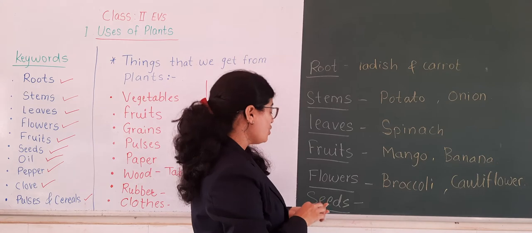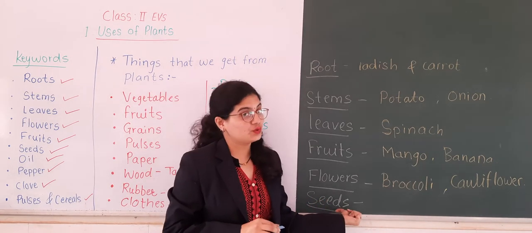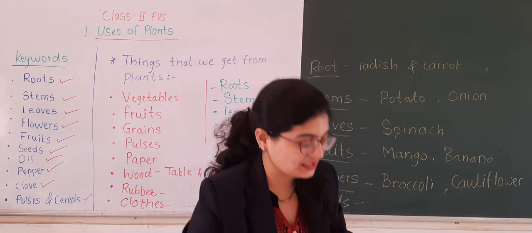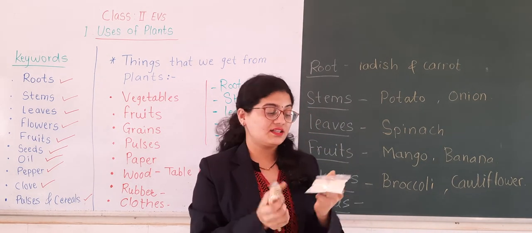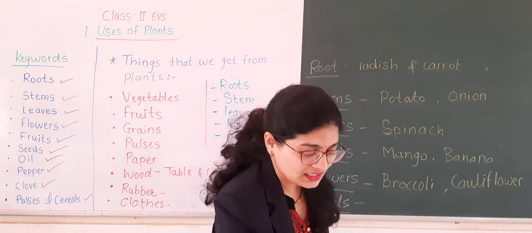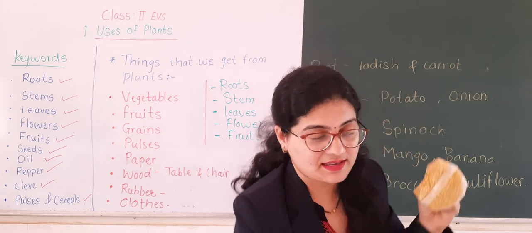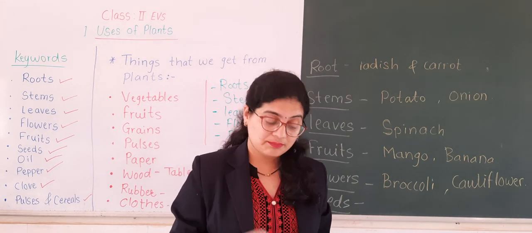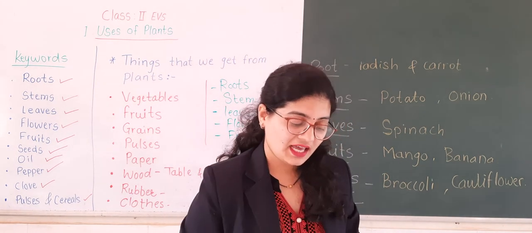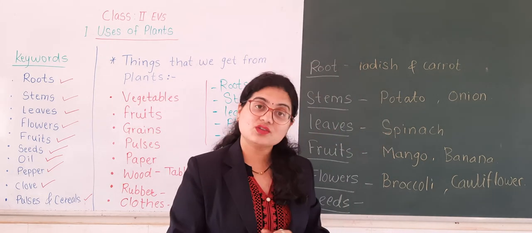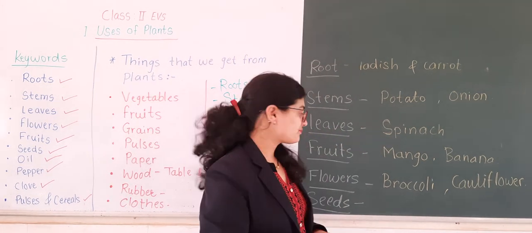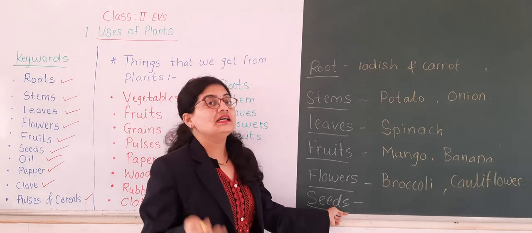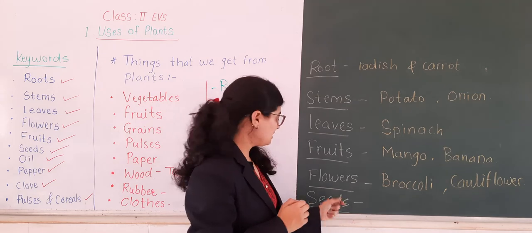Right, my dear children? So, which seeds of plants do we eat? Yes, we eat different seeds of plants such as wheat, rice and different pulses. Right? These green gram, black gram, these pulses we eat. And all these things are seeds of a plant. We also use some seeds of a plant. We make oil from them.